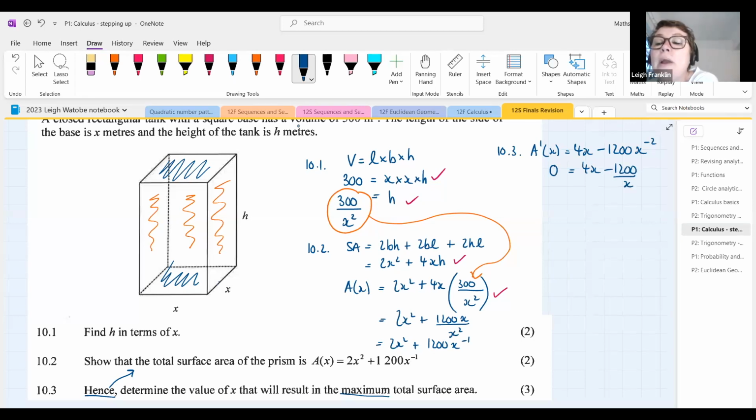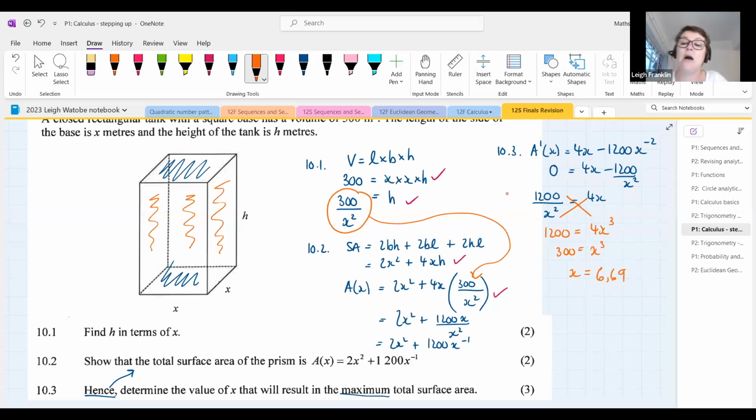And I'm going to put that over x squared. And then what I'm going to do is I'm actually going to take this whole term over to the left-hand side. So I've got 1200 over x squared is equal to 4x, and that's 4x over 1. And now, guys, I'm going to cross multiply. Okay, so that is going to give me 4x cubed on the left, and it's going to give me 1,200 on the right. Okay, I'm going to divide both sides by 4. And now I need to take the square root, sorry, the cube root, I beg your pardon, of 300. Okay, so when you round that off, you should get 6,69.